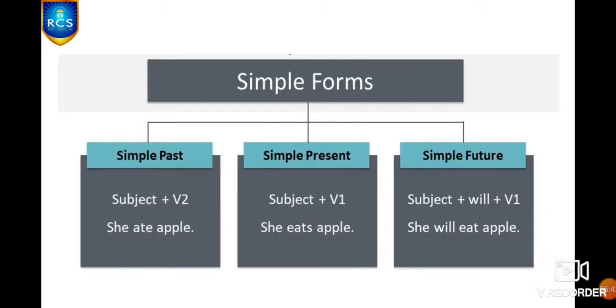And here let me tell you once again, for simple past, subject plus second form of the verb. For simple present, subject plus first form of the verb, that is she eats apple. And for simple future, subject plus will or shall plus first form of the verb. She will eat apple. Clear?